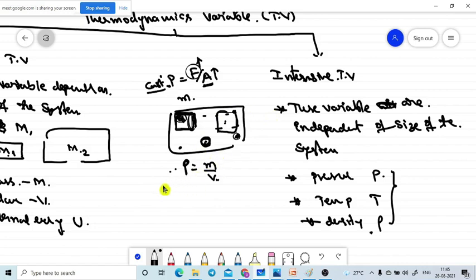Some of the variables which are dependent on the size of the system, we call extensive thermodynamic variables. Some of the variables are independent of the size of the system. We call them intensive thermodynamic variables.